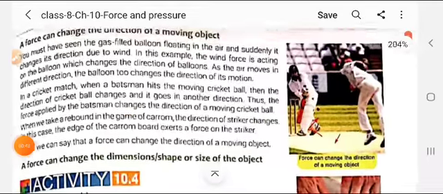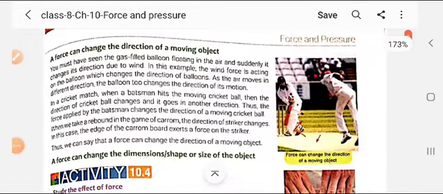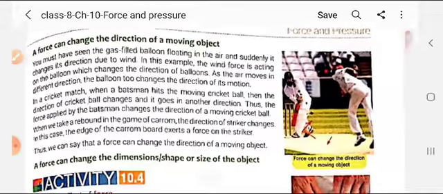So, student, a force can change the direction of a moving body. In my previous video, I told you, student, that force can move a stationary object, force can stop a moving object, force can change the shape and size of an object, and today I am going to explain how force can change the direction of a moving object.